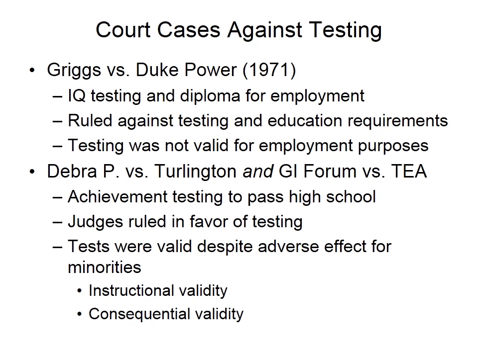So you don't just pass your classes, some high schools also require you to pass an overall test. This is also fairly common in graduate schools. A lot of graduate programs have what's called a comprehensive exam. So even if you complete all your classes, if you don't pass that exam, you don't get the degree. The judges in both of these cases ruled in favor of testing. Basically, the tests were valid despite adverse impact for minorities.